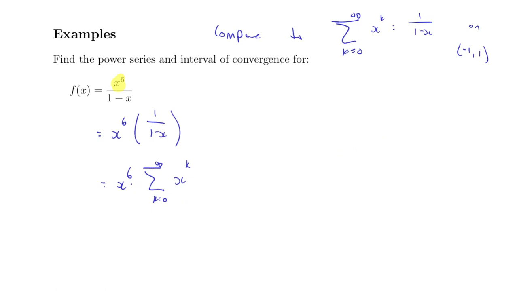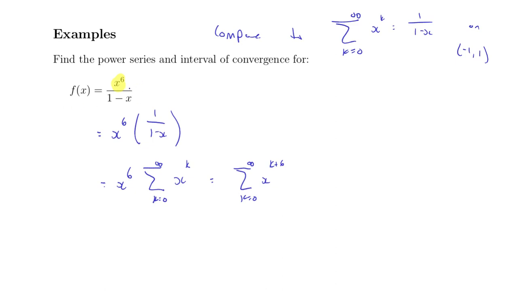Now we can do the distributive property and multiply this power function inside of our series, because again, remember this series is just a whole bunch of terms added together. And so we're really multiplying on all of those terms here. Let's multiply the x to the 6th on the term itself. That's going to give us x to the k plus 6, because we just add the exponents. So here's the power series representation for this function.